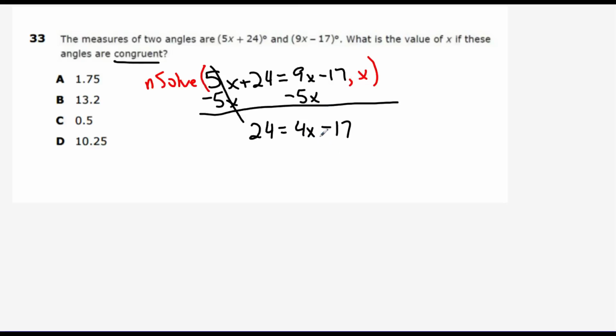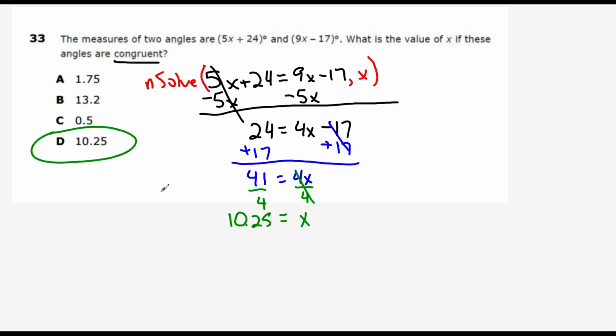But let's keep simplifying. So let's move this number to the other side, because now we want to get x by itself, right? So we simplify, so there's only one x, then we get x by itself. So we get rid of minus 17, do the opposite, which is to add 17. So this would be 41 equals 4x, because this cancels out. And then to get rid of times 4, the opposite of multiplying is to divide. So 4 divided by 4 is 1. 1x is just x. 41 divided by 4, that's 10 and a quarter.